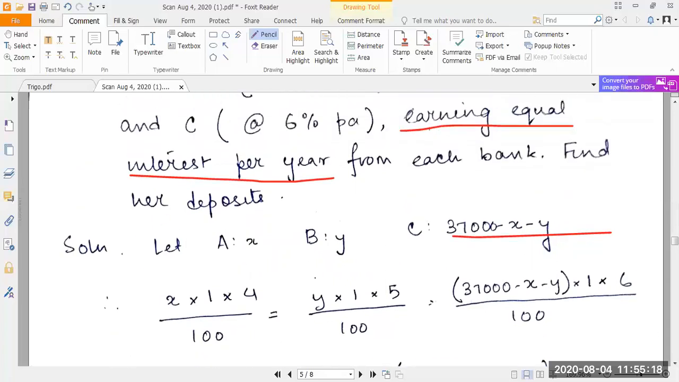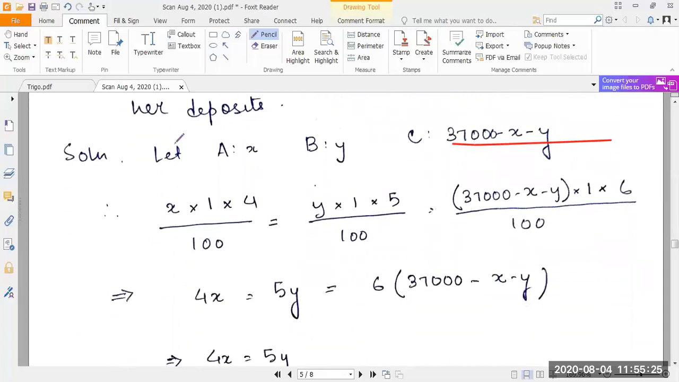So what the sum said is earning equal interest per year from each bank. Per year means T equals 1. So I write PRT by 100. In case of bank A, again, this is bank B and this is bank C. So bank A gives me P, which is the principal X. So PRT by 100. You can refer once.